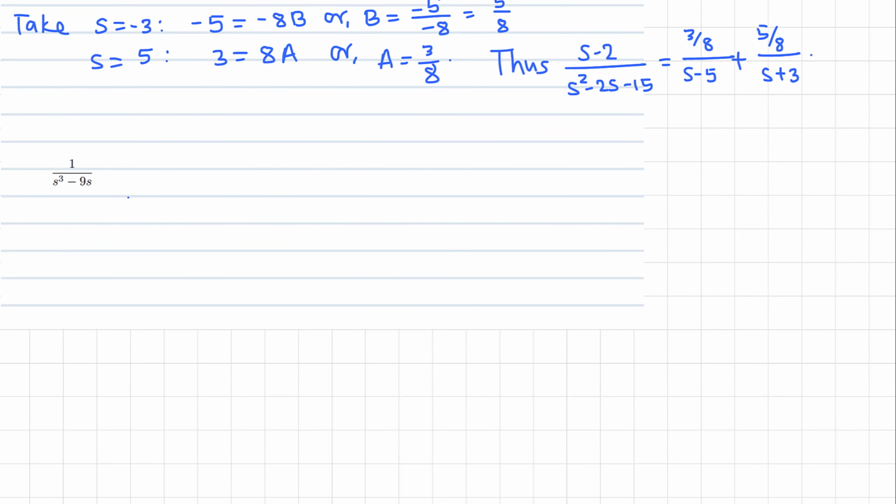Okay, now the third one is slightly different. Let's factor the bottom. We have s cubed minus 9s, so we can factor s out, and we have this. Now this is a difference of two squares. 9 is 3 squared, so this is (s plus 3)(s minus 3). So this is a cubic polynomial on the bottom, so we are getting 3 distinct factors. Okay, so it works in the same way.